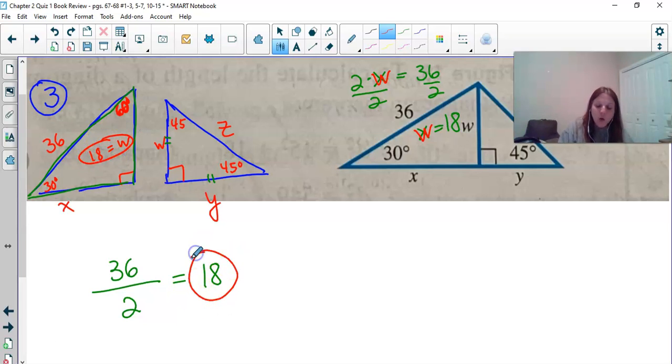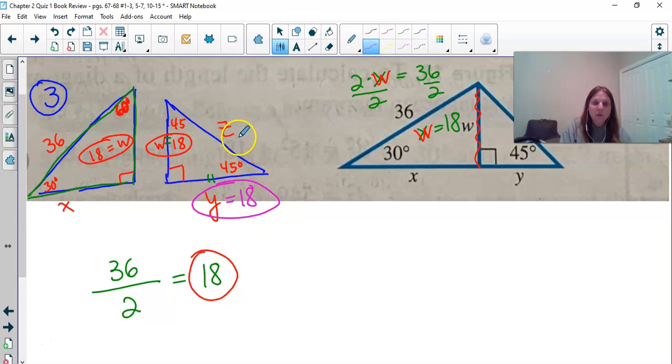Now, the reason that helps me is that's the side also in this triangle right here. So W equals 18 as well on this picture, since they share that common side. Okay, now what we saw earlier is, since this is a 45, 45, 90, think about this. If this side is 18, then doesn't that also give you this length? So this length would also be 18.